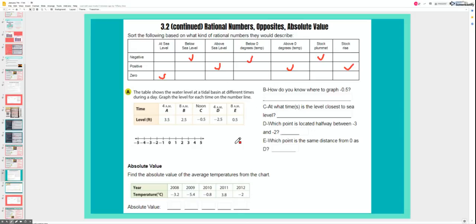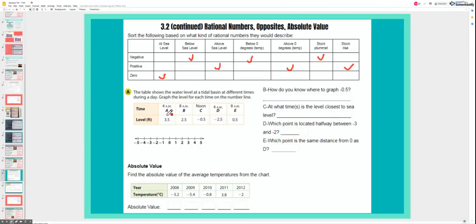The next table, it says the table shows the water level at a tidal basin at different times during the day. Graph the level for each time on the number line. So this is graphing decimals, but it's pretty easy because they're all like to the half, like 3.5, 2.5, which just means you go halfway between the two numbers on the number line. So let's graph A first.